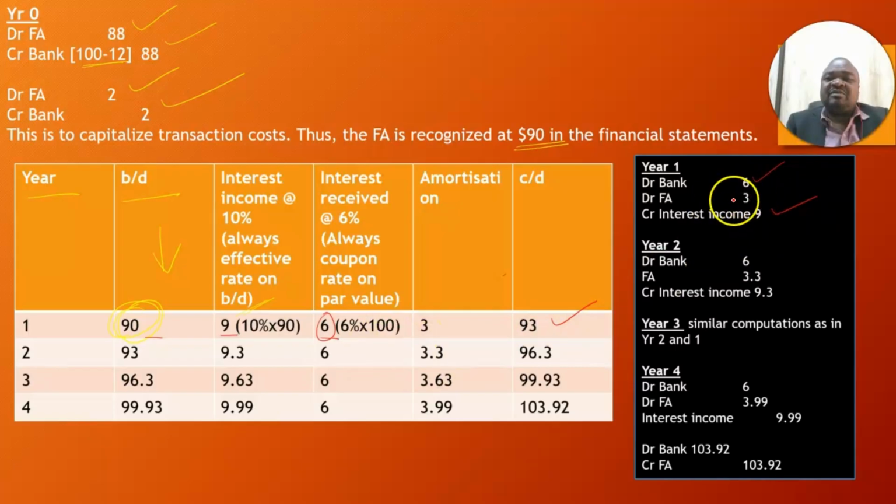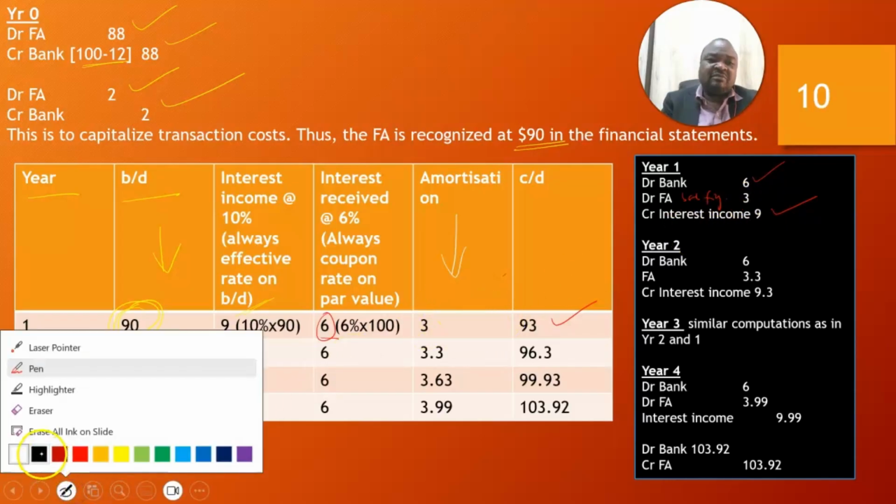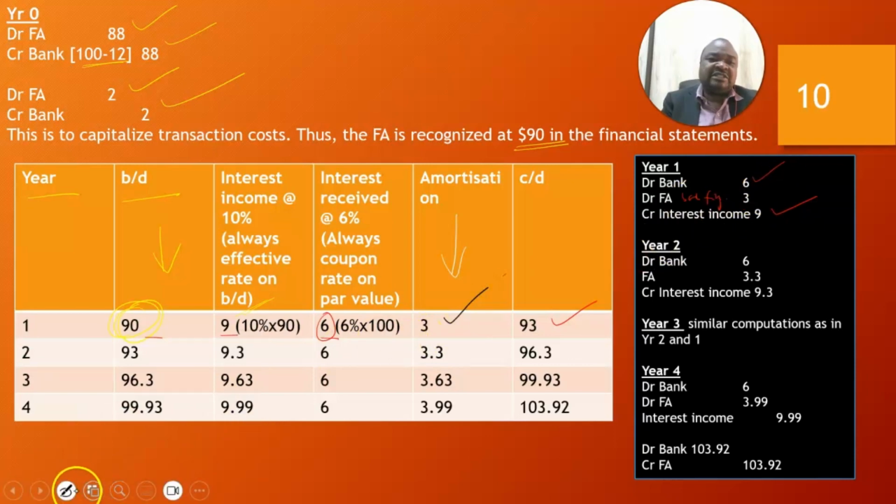So the 3 million here should be some balancing figure, but because we have got this column, it simply means we are going to utilize it to pick the figures from the column, the 3 million, and we slot it in the table.